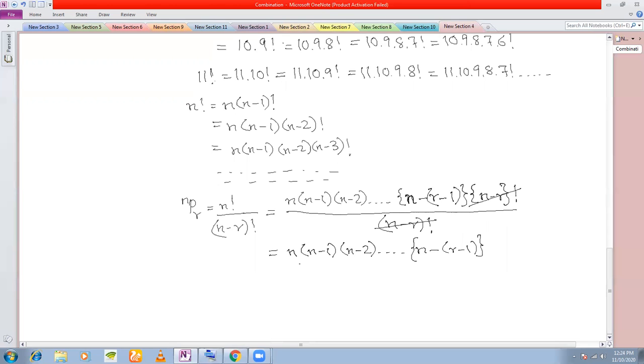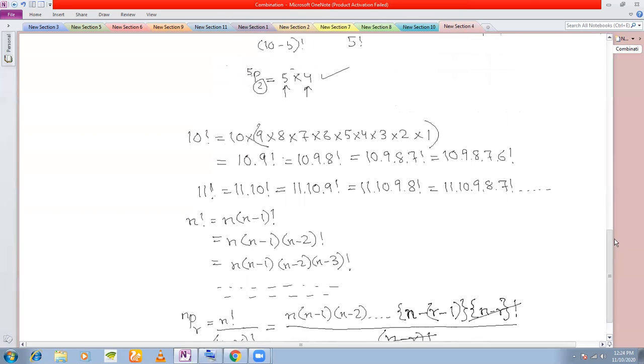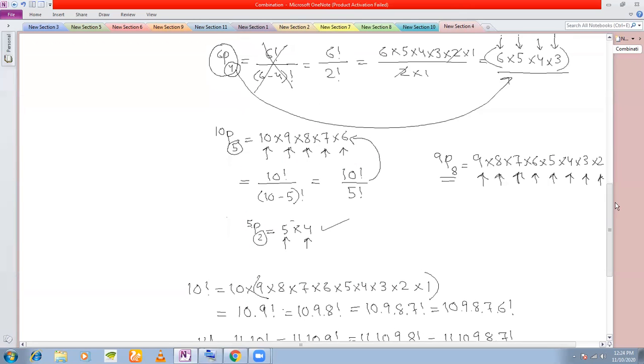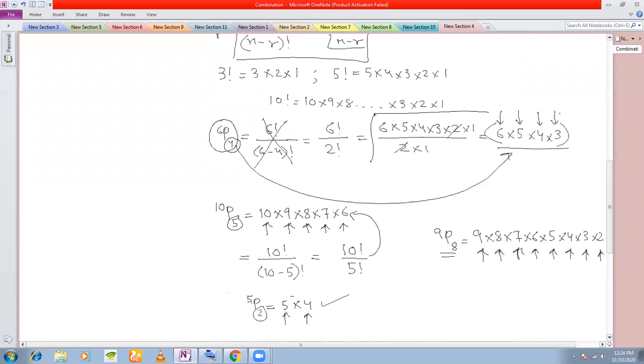Now you might say we are using n and r, that is why you're getting confused. If you remember this only, this step, it is sufficient. This term that we are writing is actually n into n minus 1 into n minus 2 up till n minus r plus 1. Understood? So remember this relation.